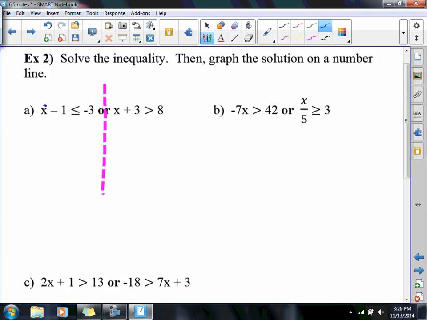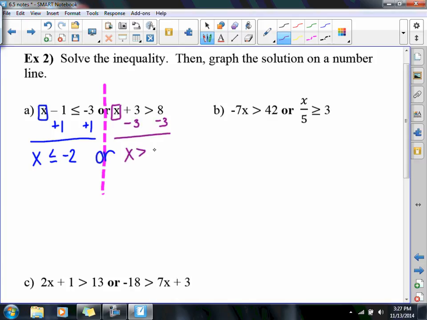So to solve this one for x, I'm going to add the 1 over to both sides. So I'll have x is less than or equal to -2. Or, now I'm going to do my work for the right side. Again, over here I'm solving for x. I have a new statement now. So I have to subtract the 3 to get that x by itself. So x will be greater than 5. So that's my solution there. Those are my two solutions that I'm going to put on my number line.